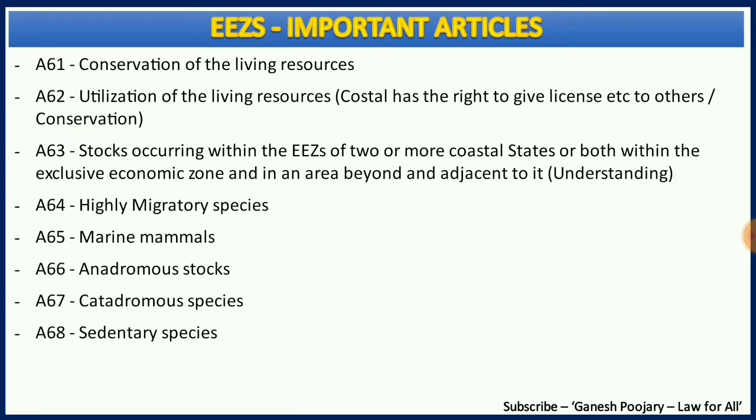And then Article 62 discusses utilization of living resources. Now the coastal state has the right to give licenses etc. to others, and here what happens, the states which don't have any access to water will come and utilize the exclusive economic zone under the license of the coastal state. But the state which is coming and participating in any of the activity should ensure that it follows the conservation rules of the coastal state. That is very, very important.